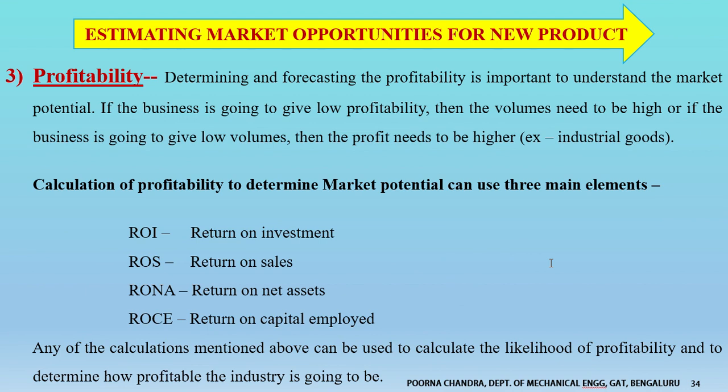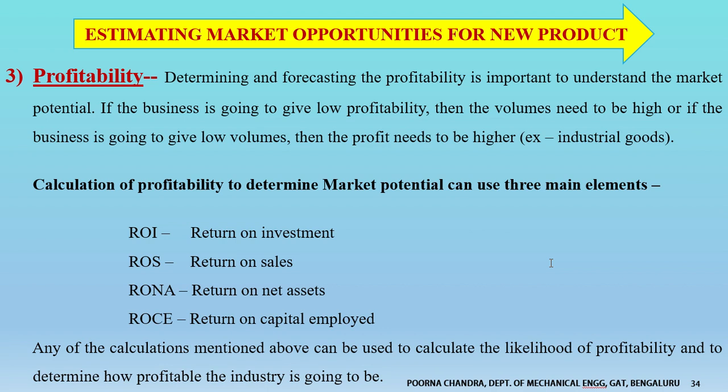Next is the profitability. So determining and forecasting the profitability is important to understand the market potential. If the business is going to give low profitability, then the volume needs to be high. If profit is lower, then the volume should be high. Or if the business is going to give low volumes, then the profit needs to be higher. For example, industrial goods.